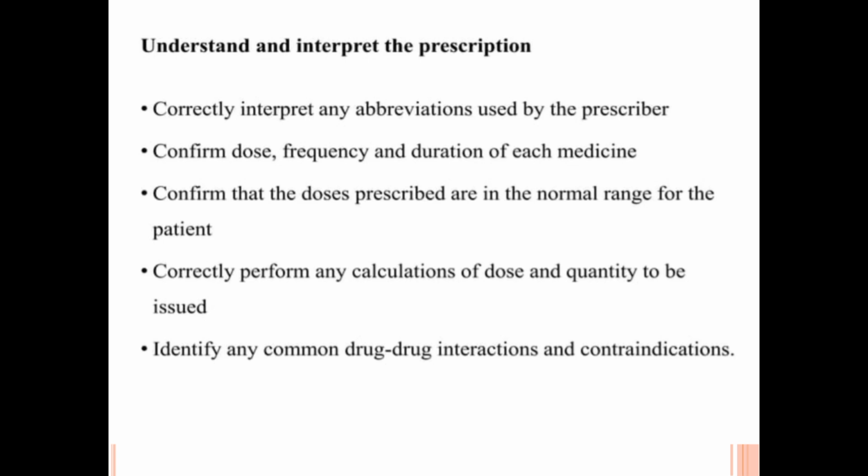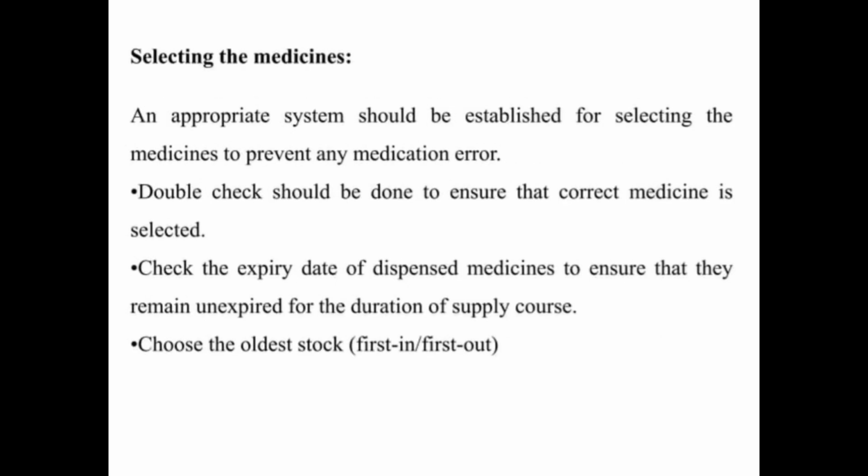Next step, understand and interpret the prescription. In that we have to see whether we correctly interpret any abbreviations used by the prescriber. Abbreviations are the short forms which are given in the prescription, and the pharmacist should be able to interpret them. Then confirm dose, frequency and duration of each medicine. Confirm that the doses prescribed are in the normal range for the patient. Correctly perform any calculations of dose and quantity to be issued. Identify any common drug-drug interactions and contraindications. So all these things should be done while interpreting the prescription.